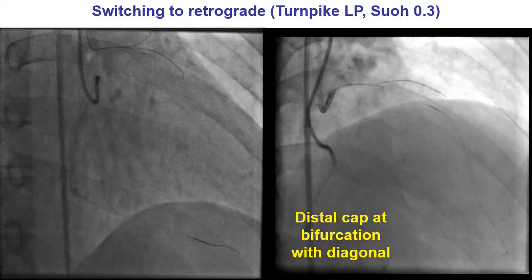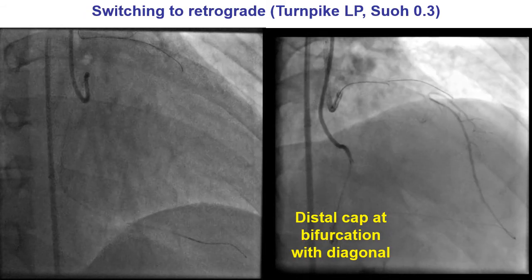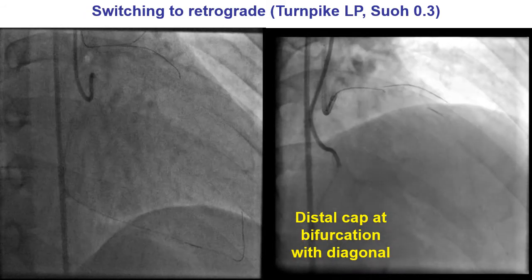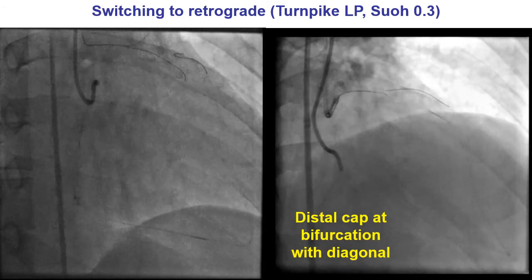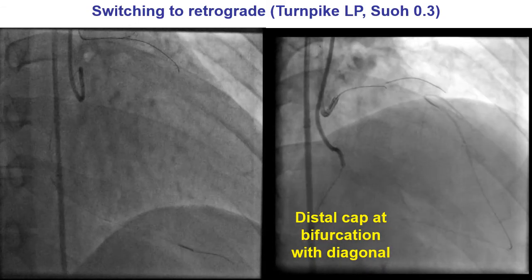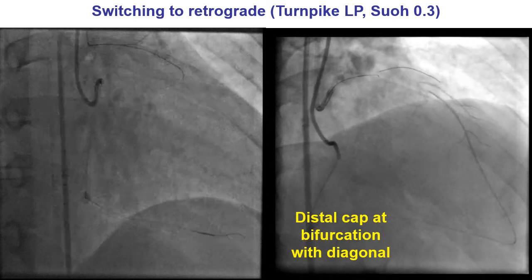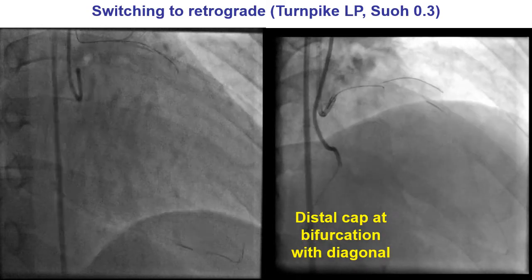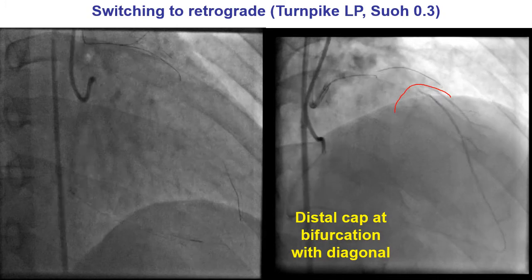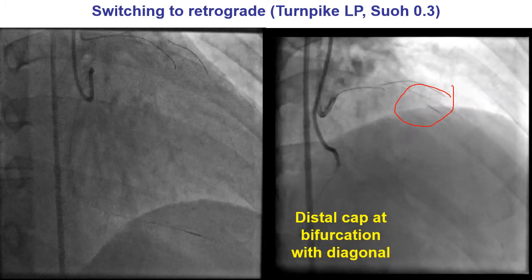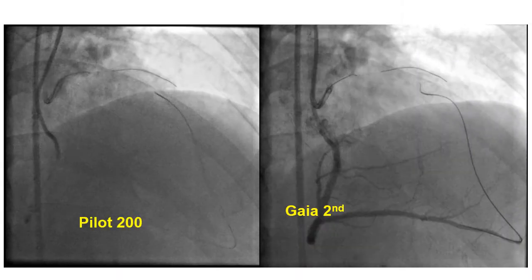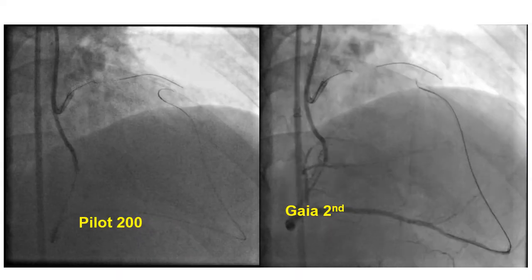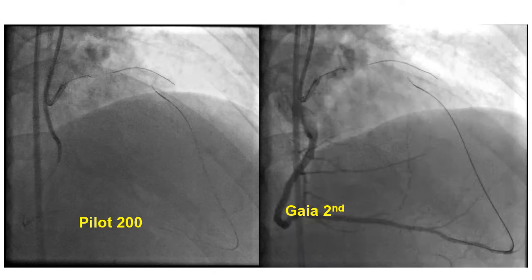So after failure of these, we decided to proceed with the retrograde approach. We moved on to the RCA, used the Turnpike SS, and we got to the distal cap. We did angiography and confirmed we are at the distal cap. We can see the diagonal at the bifurcation. Then we used multiple wires trying to penetrate the distal cap.